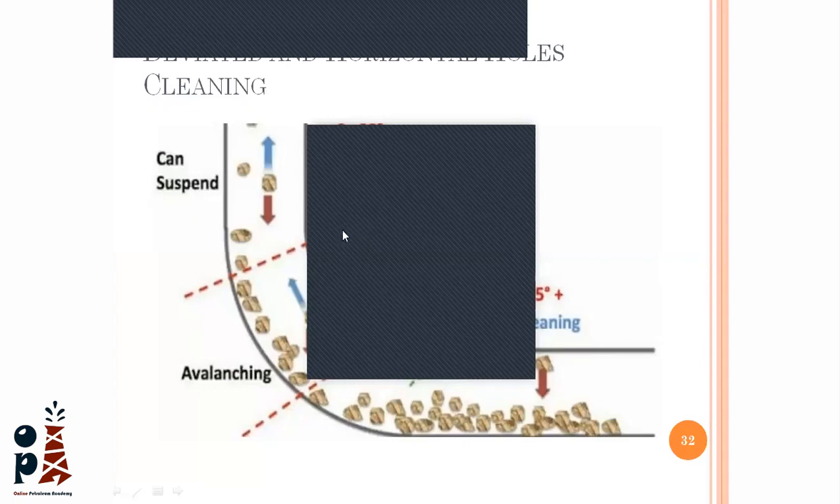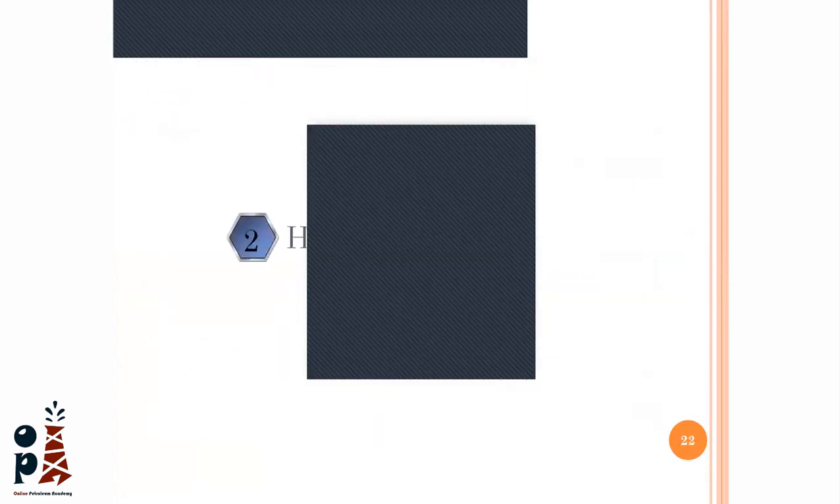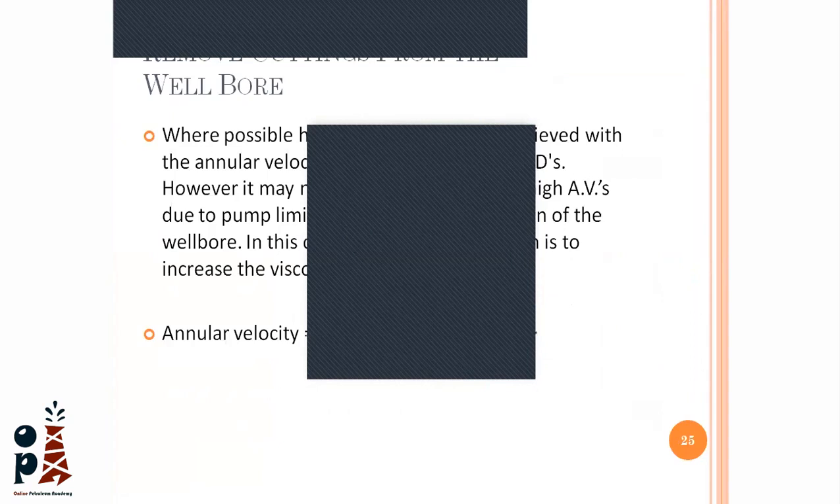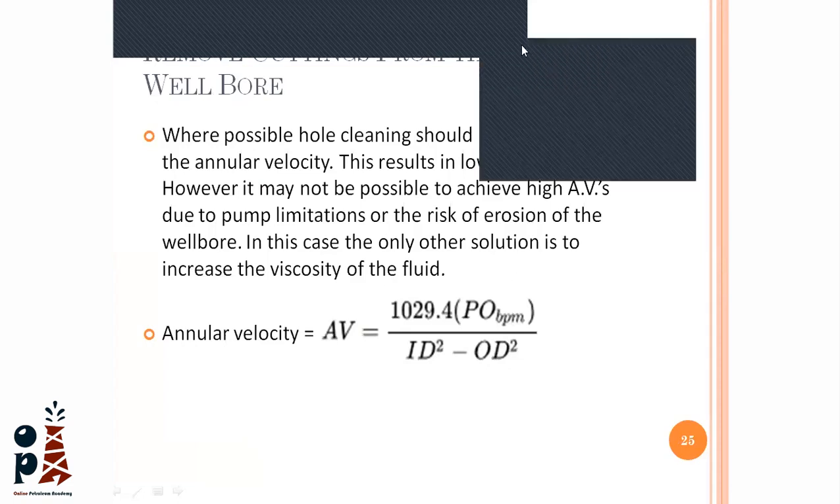Can I see please the formula of annular velocity? Okay, Nizar. Okay, Nizar, this is the formula of annular velocity. It is the pump output in barrel per minute divided by the annular area, which is the ID of the well subtracted from the OD of the drill string, and this number is just to convert to barrel per foot. So this will give us barrel per foot, and with barrel per minute, the final result will be foot per minute. Okay, this is the equation of the annular velocity.